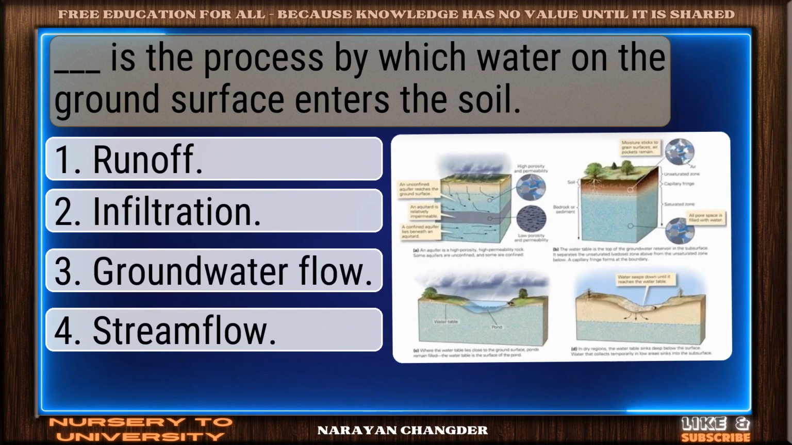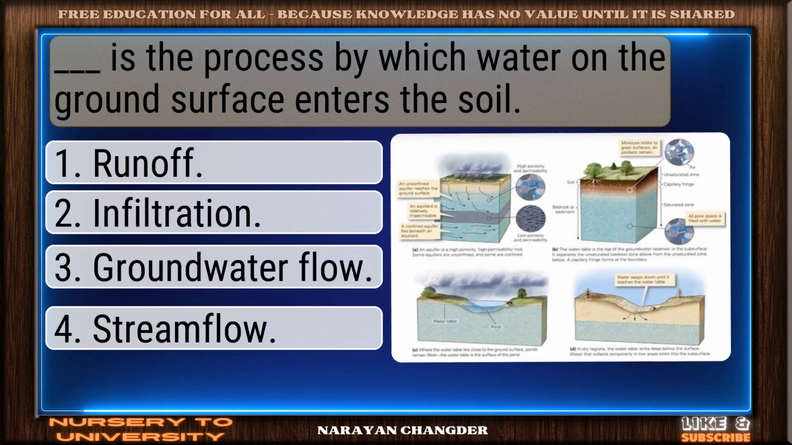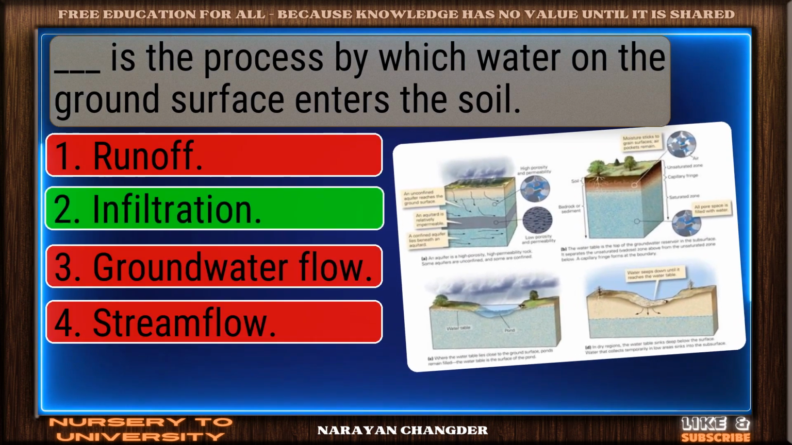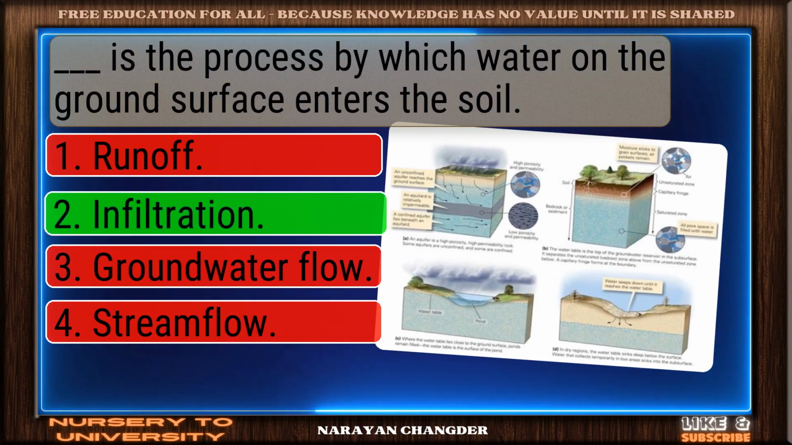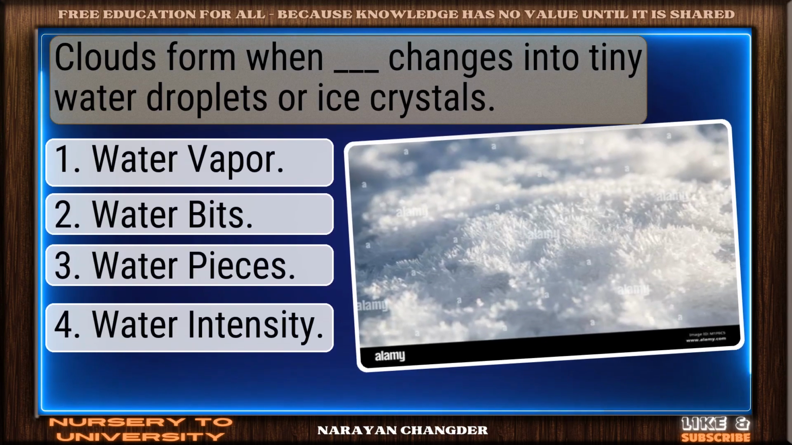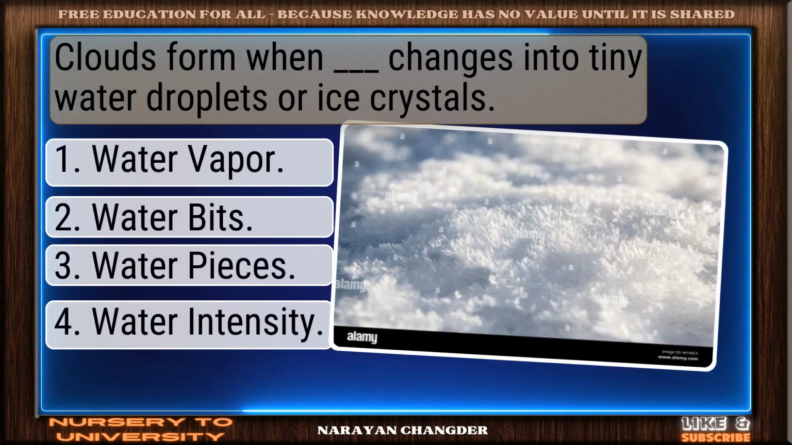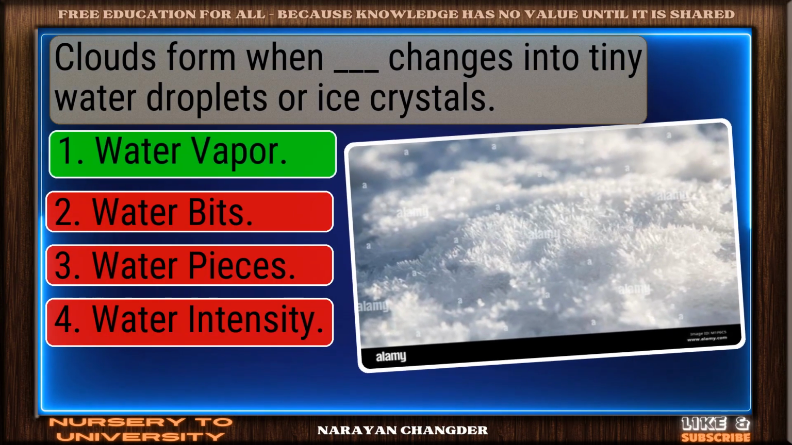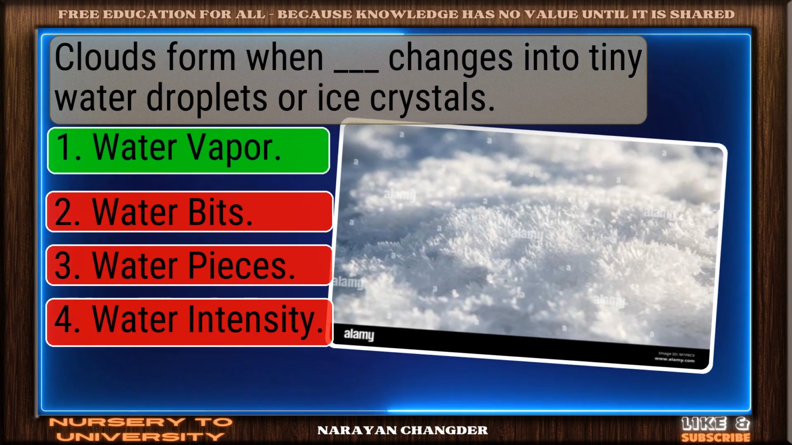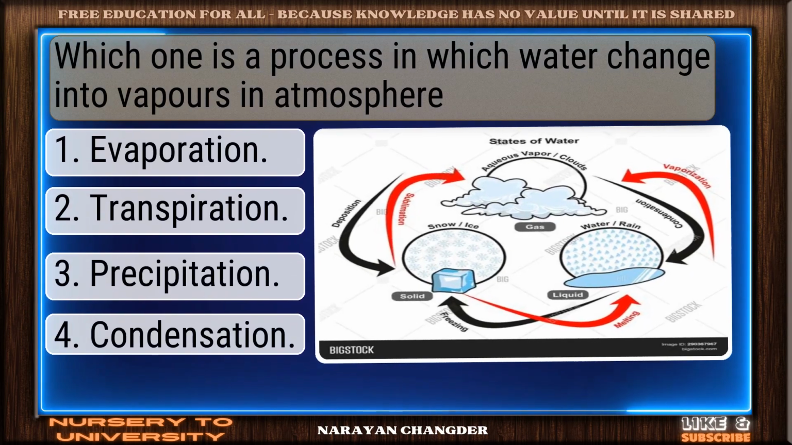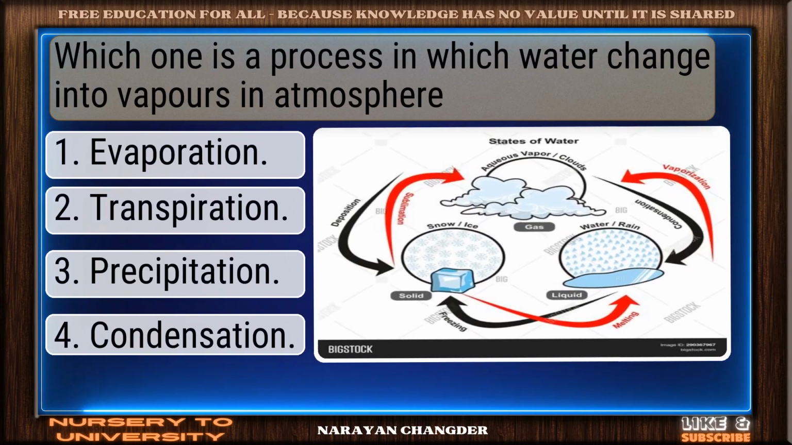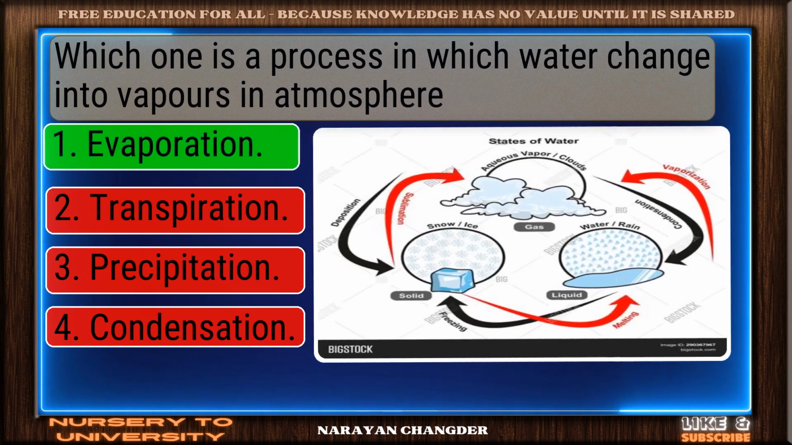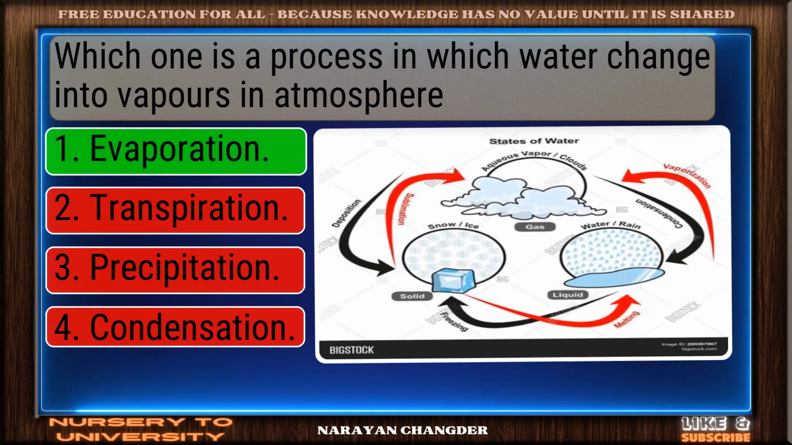Dash is the process by which water on the ground surface enters the soil. Correct. Infiltration is the right answer. Clouds form when dash changes into tiny water droplets or ice crystals. Valid point. Water vapor is true. Which one is a process in which water change into vapors in atmosphere? Solid response. Evaporation is a valid choice.